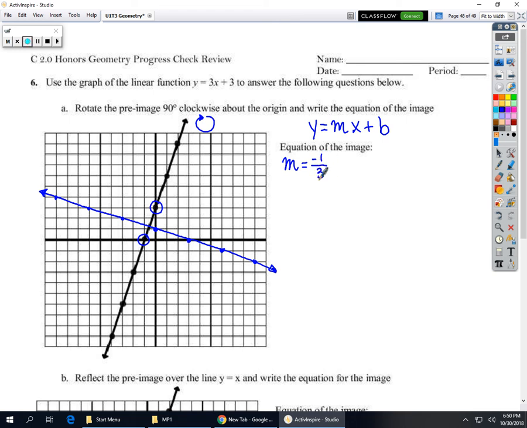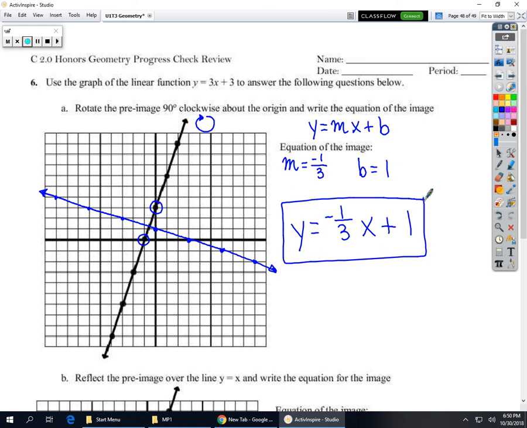Try to avoid using the word over. Over could mean really anything. B is the y-intercept. Where does the new line I drew cross the y-axis? At 1. So 1 above, b is 1. Let's put it all into the equation. y equals negative 1 over 3, x plus 1. Right? The joys of Algebra 1.